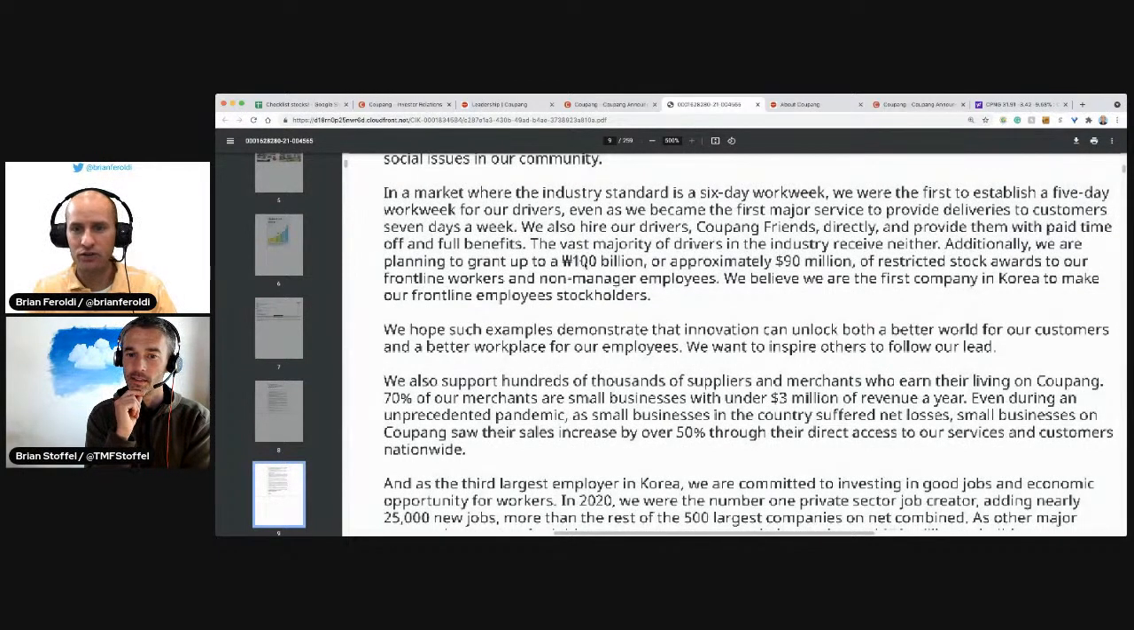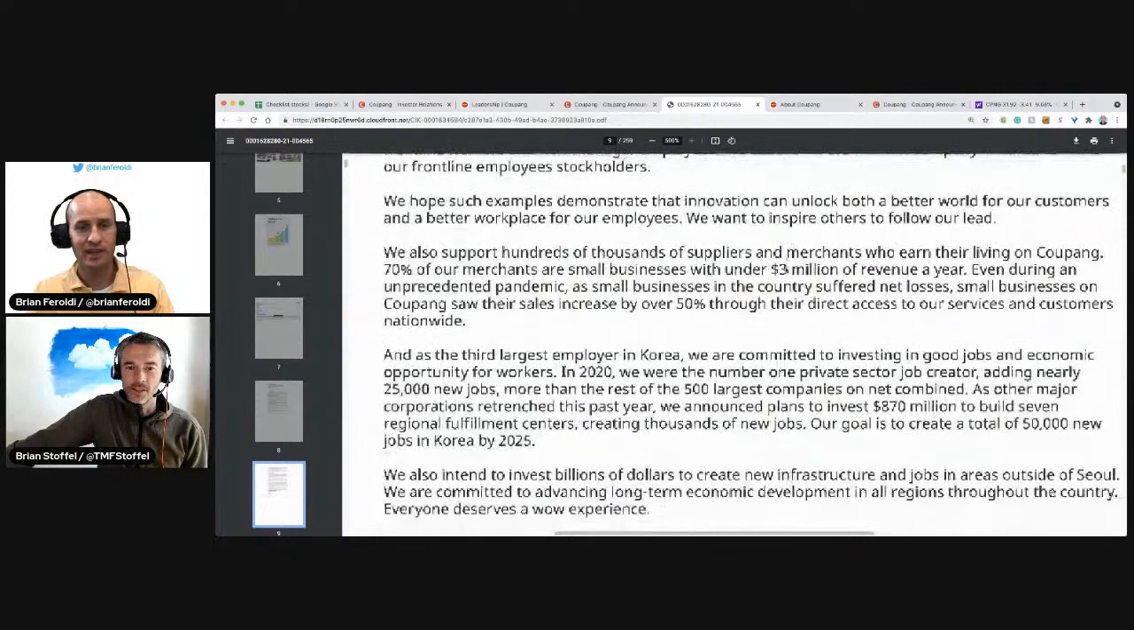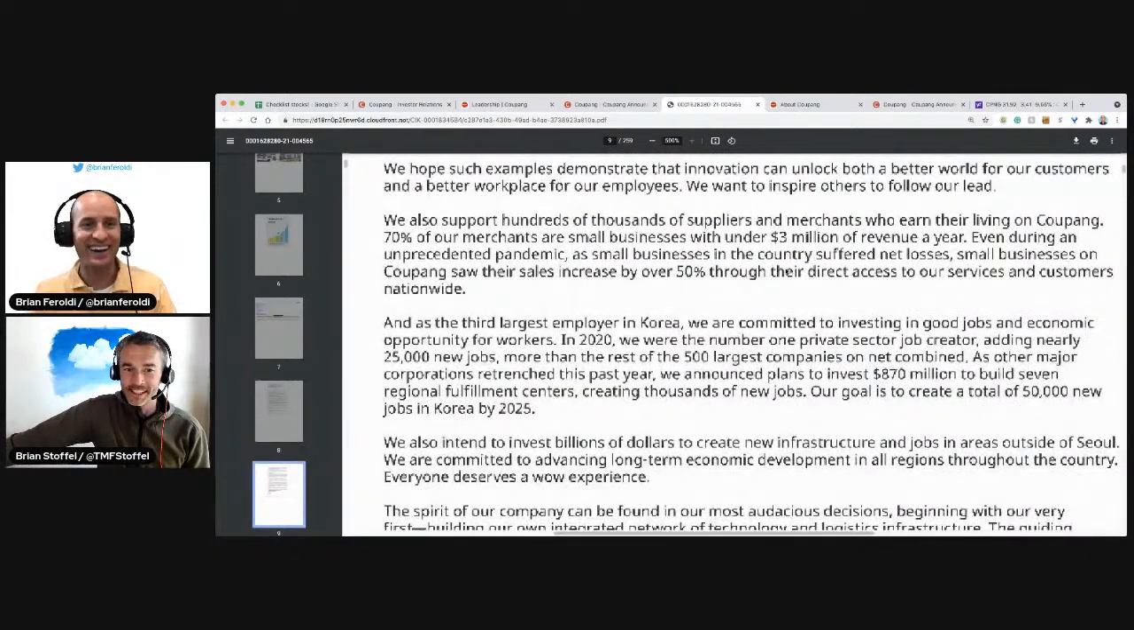Additionally, we are planning to grant 100 billion won, or approximately $90 million, of restricted stock awards to our frontline workers and non-manager employees. Wow. We believe we are the first company in Korea to make our frontline employees stockholders. Are you reading this? I like this guy. We hope such examples demonstrate that innovation can unlock both a better world for our customers and a better workplace for our employees. We want to inspire others to follow.